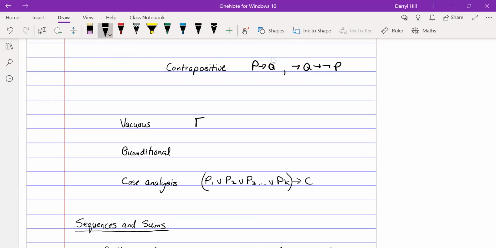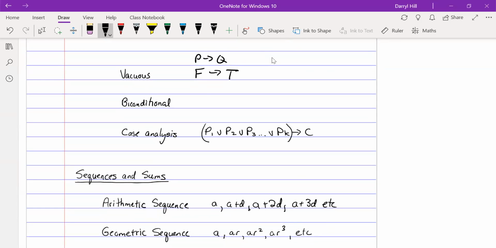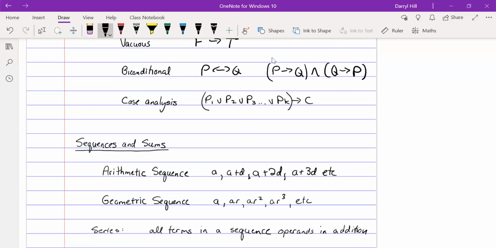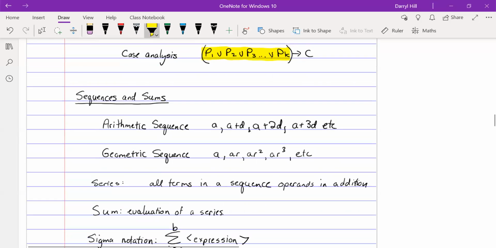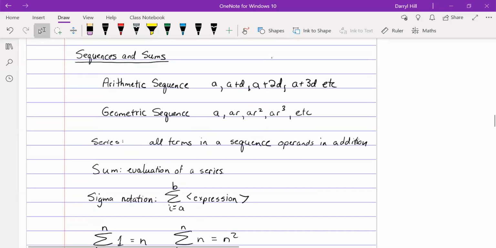Vacuous proof means basically false implies true. If I'm trying to prove that P implies Q, but I show that P is false, then it's always true. It's vacuous. Biconditional, we talked about that before. P if and only if Q: if I prove that P implies Q, and I also prove that Q implies P, then that's a biconditional proof. And case analysis: if I have a set of premises where P1 or P2 or P3 implies a conclusion, then I have to show that each one of those implies the conclusion, because one of them has to be true, but it could be any one of them.